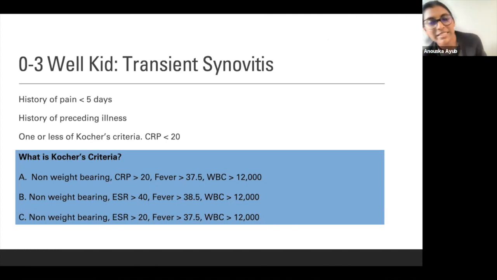So we're going to talk about this, this whole thing hinges on Kocher's criteria a little bit. So we need to know what it is. So A, B or C, non-weight bearing, well, you can read it yourself. Which one of these, A, B, or C, is Kocher's criteria? And yes, Kocher's criteria is pretty old.